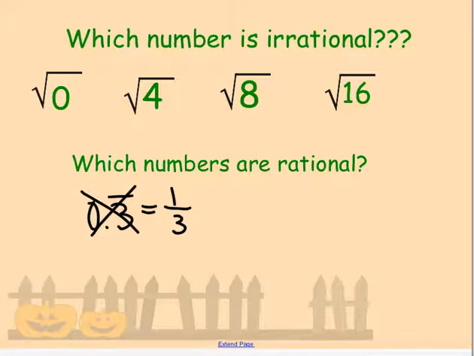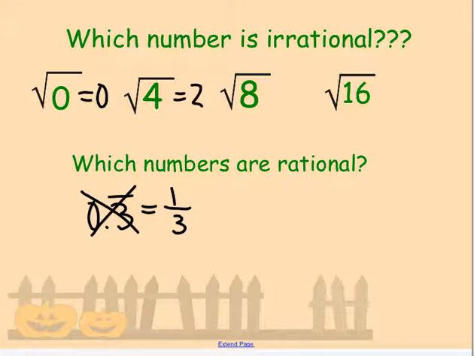The square root of 0. Well, that means that I am looking for a number times itself that gives me 0. Well, that would mean that 0 times 0 is 0. So the square root of 0 is 0. How about the square root of 4? And you will say, well, 2 times 2 equals 4, so the square root of 4 is 2. The square root of 8.